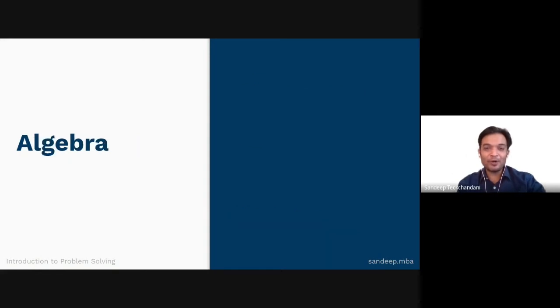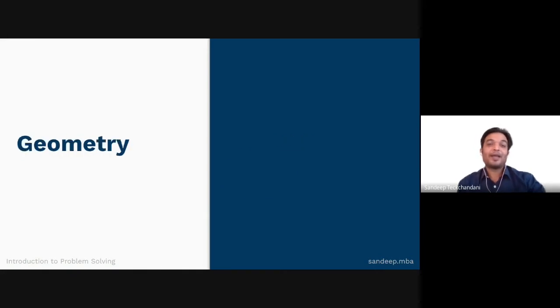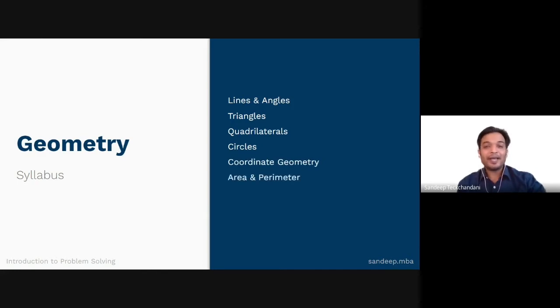In the algebra module, the following chapters are there: algebraic expressions, equations, quadratic equations, inequalities, absolute value, functions. In the geometry module, we have the following chapters: lines and angles, triangles, quadrilaterals, circles, coordinate geometry, area and perimeter, and eventually volume.